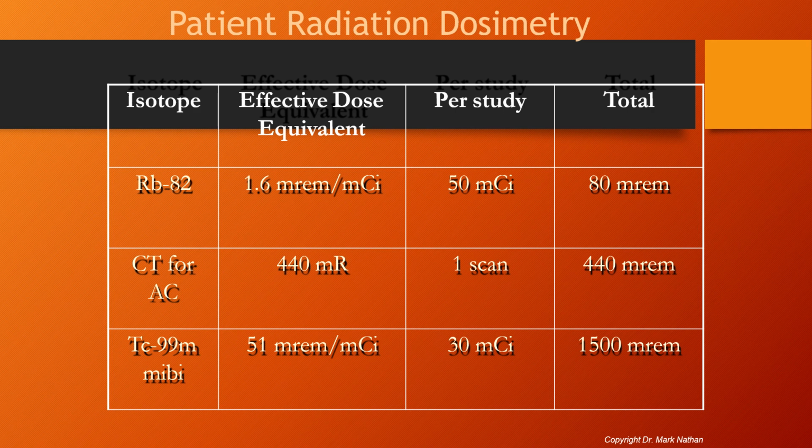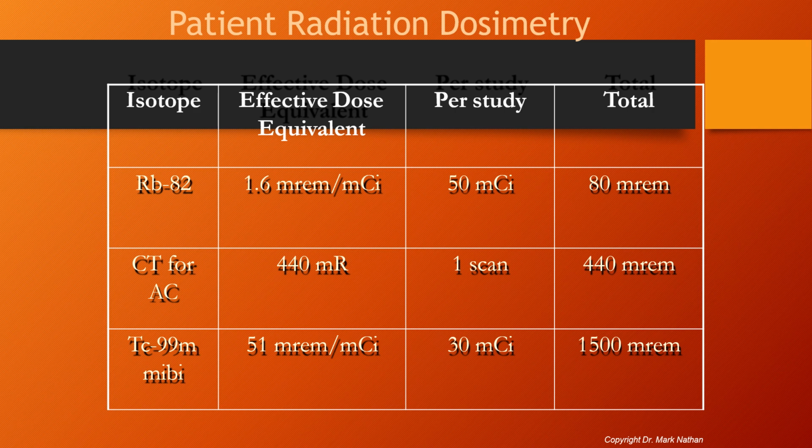This is showing you the radiation dosimetry for different MPI studies. If you're using technetium sestamibi or tetrofosmin, the effective dose is about 51 millirems per millicurie. And so the total is about 1,500 millirems radiation dose to the patient. A lot of that has to do with the longer half-life and the pharmacodynamics of the technetium. Rubidium has a much shorter half-life, so you could give a higher dose and the patient will get significantly less radiation exposure. You have 80 millirems versus 1,500.